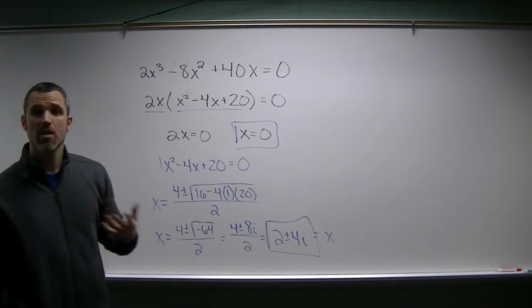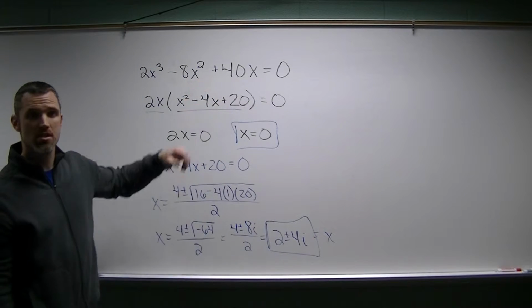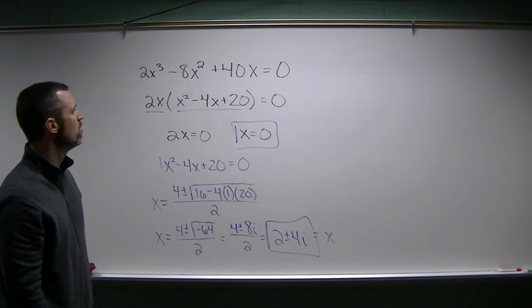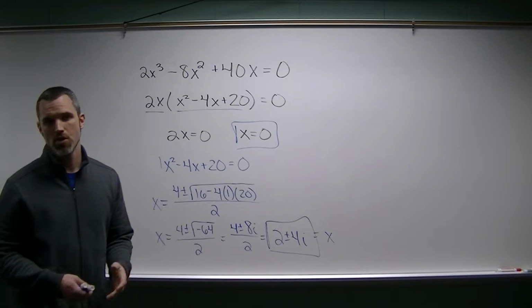Now if I wanted to, I could plug them back in, to make sure that they actually do cause this cubic polynomial to be equal to 0. I'm not going to go through that right now. The purpose is just to show the method.